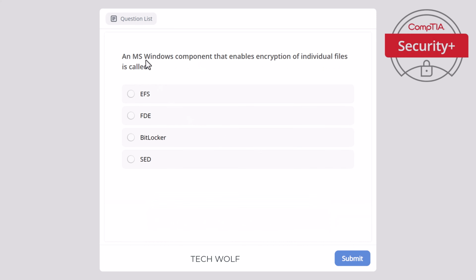A Microsoft Windows component that enables encryption of individual files is called EFS, FDE, BitLocker or SED? And here the correct answer is EFS.